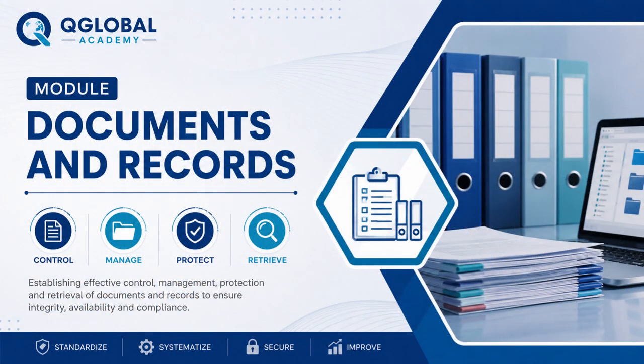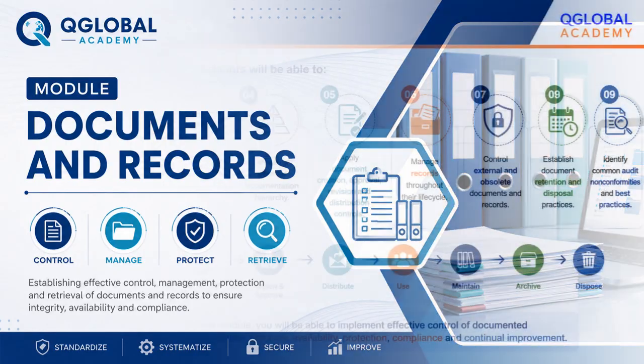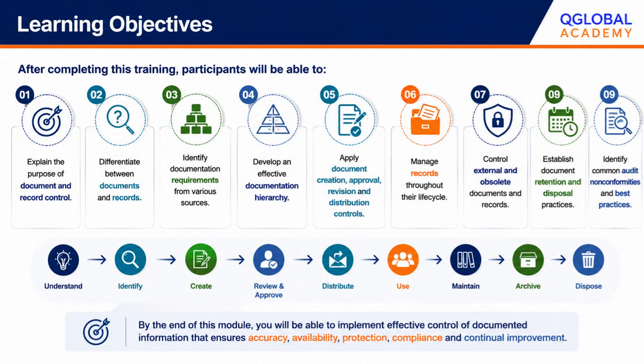This module introduces the fundamentals of managing documents and records effectively. The goal is to ensure integrity, accessibility, and compliance across all organizational processes. This course is designed to build practical knowledge of document and record control. First, the purpose of documented information will be explained. This provides the foundation for understanding why organizations control documents and records. Next, the difference between documents and records will be discussed. Although they are related, they serve different purposes.